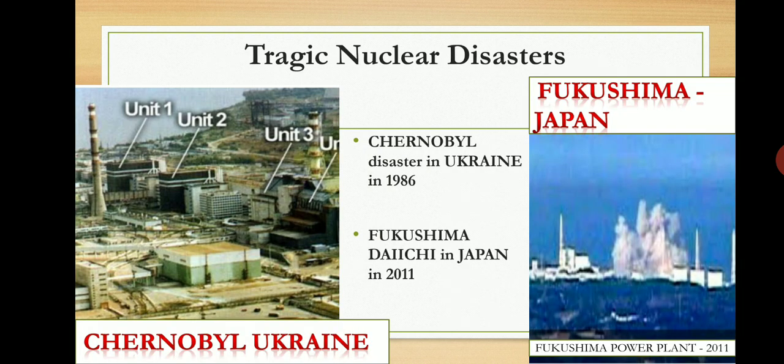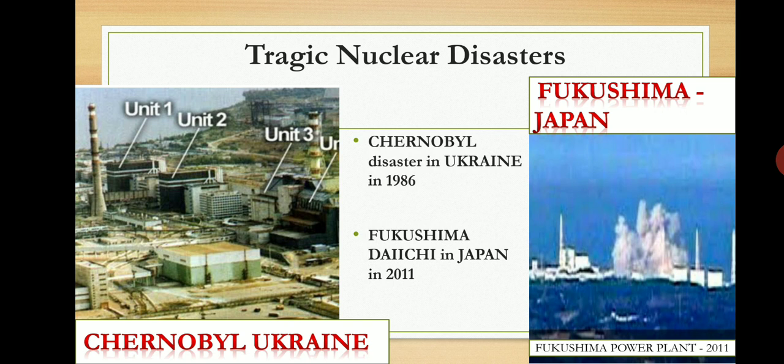Now, there have been some tragic nuclear disasters which we need to remember. Some major disasters are the Chernobyl disaster in Ukraine in 1986. Please repeat with me. Some tragic nuclear disasters include the Chernobyl disaster in Ukraine in 1986. When did the Chernobyl disaster occur? It occurred in Ukraine in 1986.